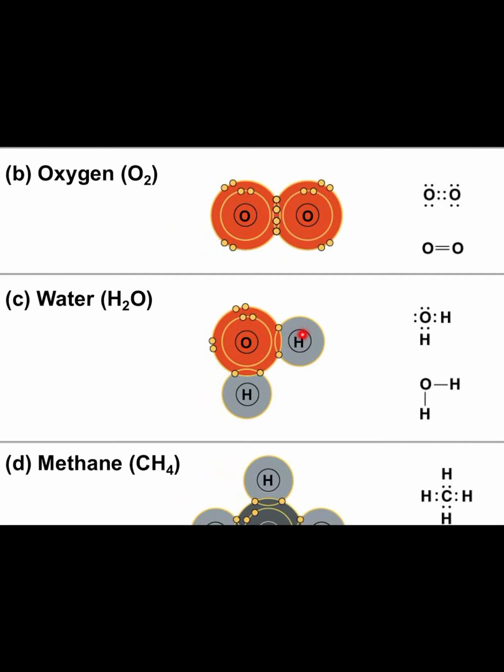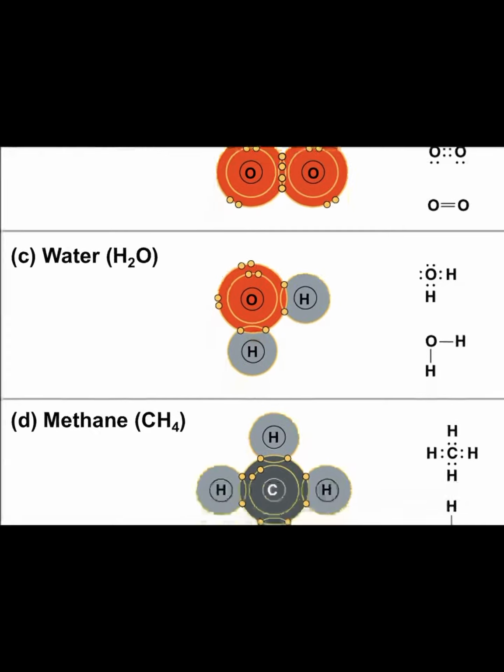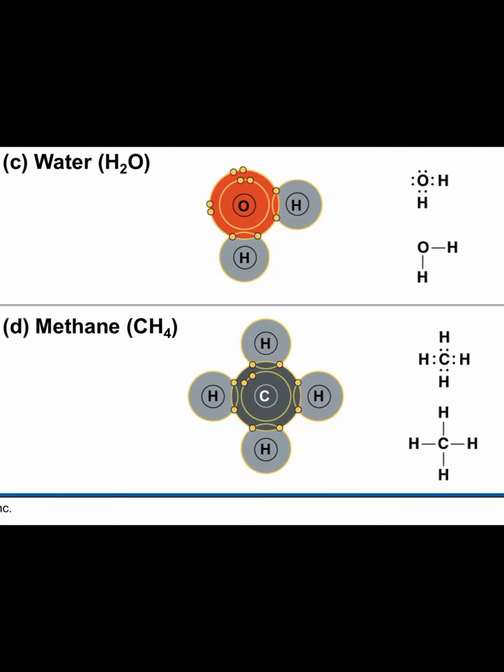So block out this hydrogen and that one. You get 2, 4, 6, 8 electrons around the oxygen. Block out the oxygen, you have 2 around hydrogen. First shell's complete at 2, 2 around this hydrogen. So everybody's happy, basically. Now look at methane.